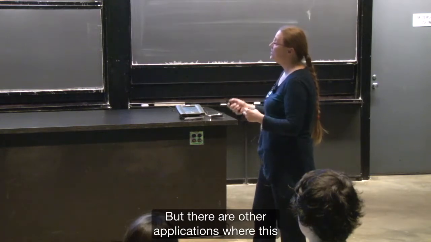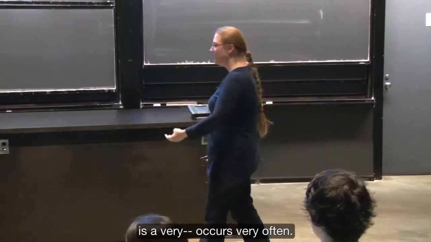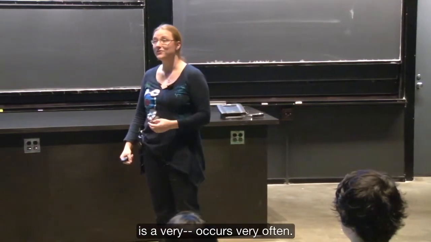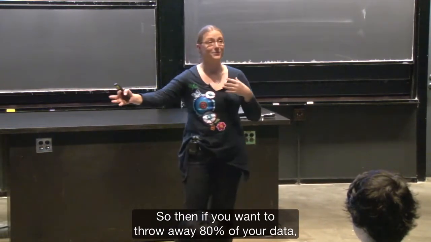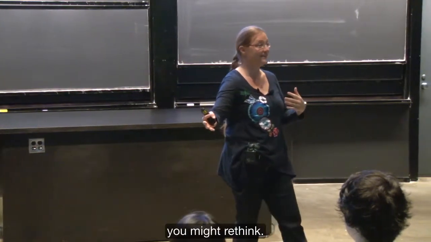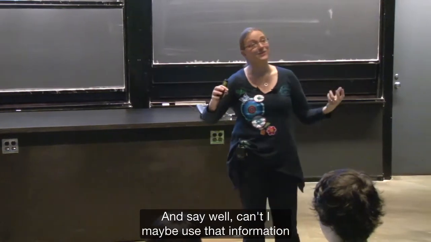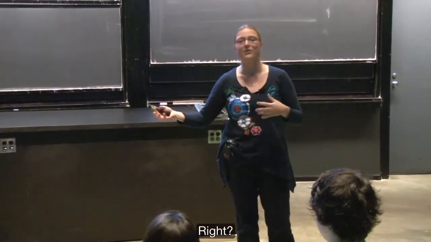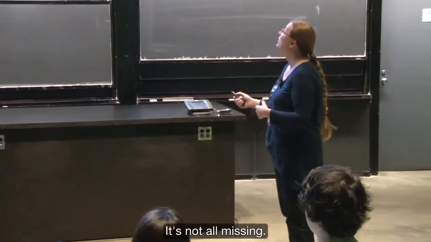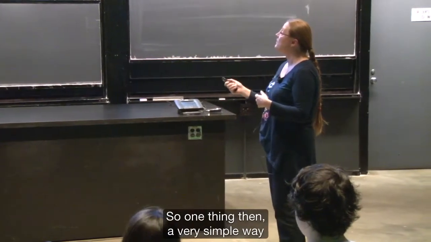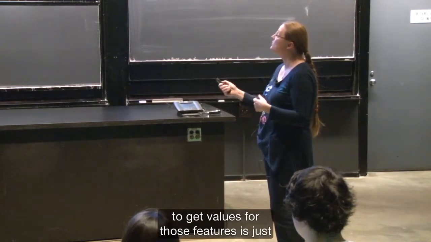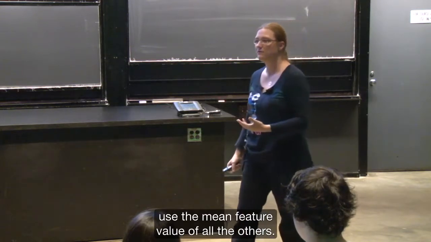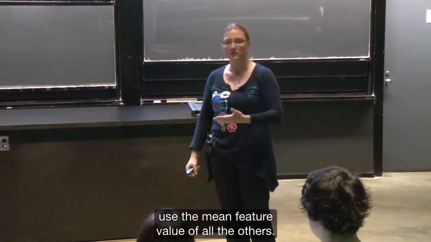But there are other applications where this occurs very often. Then if you would have to throw away 80% of your data, you might rethink and say, well, can't I maybe use that information that is in there? It's not all missing. So one very simple way to get values for those features is to just use the mean feature value of all the others.